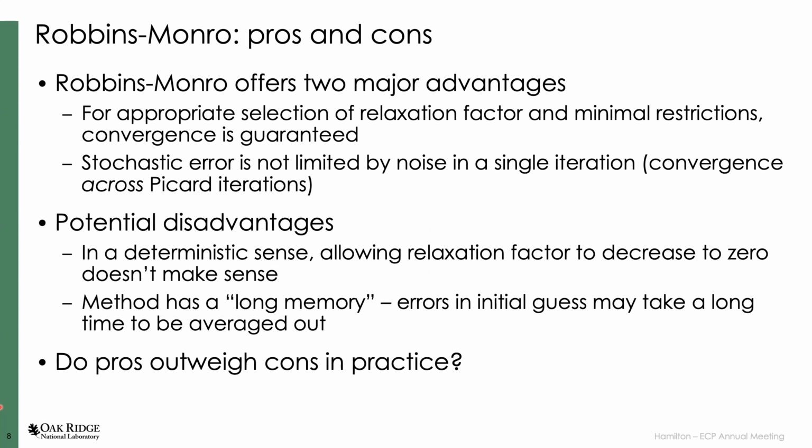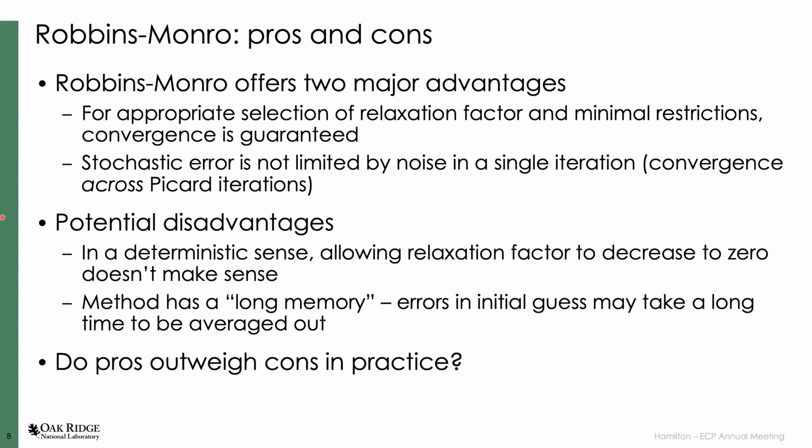So the advantages are that you essentially get guaranteed convergence. As long as you meet the criteria for the Robbins-Monro relaxation factor, you're going to get guaranteed convergence. It also has the property that the stochastic error in your final solution isn't limited by the noise in a single iteration. So it's not your uncertainty in a single neutronic solve that is dictating your overall convergence.